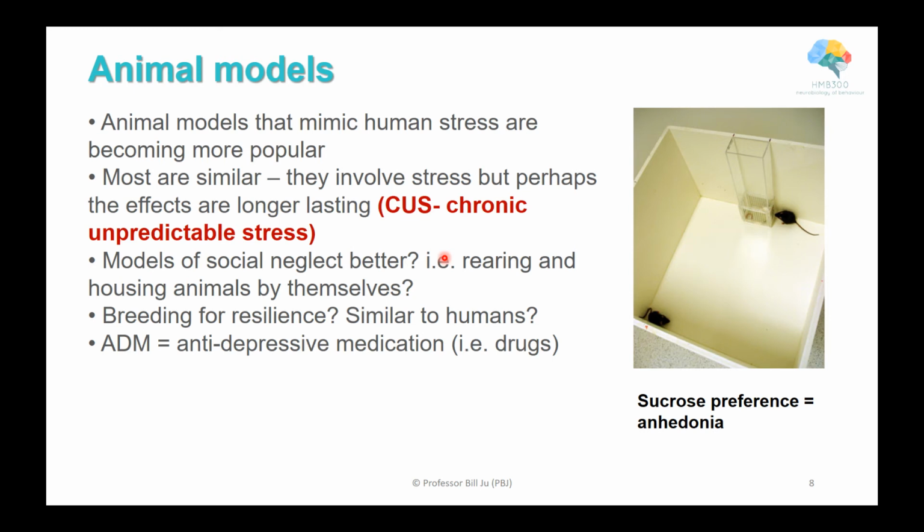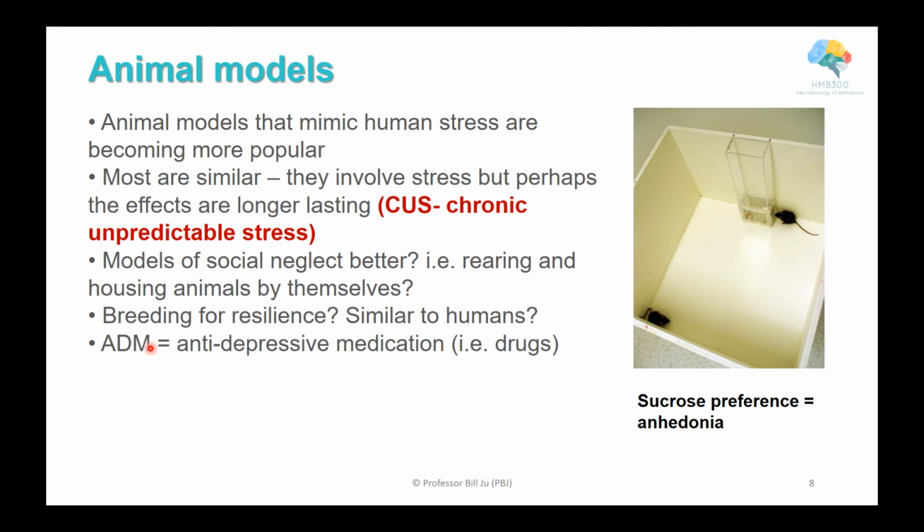And so doing this over a prolonged period of time, between 3 weeks and 1 month, makes these animals depressed. And these animals become depressed so that they're no longer interacting with other animals, so they tend to be not very sociable, and they will have some other phenotypes associated with them as well.